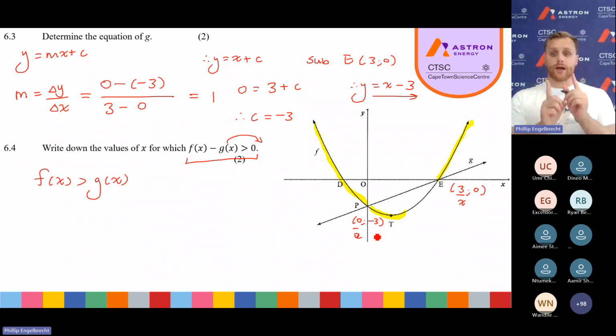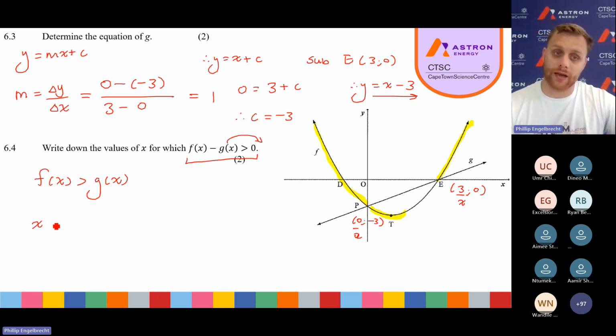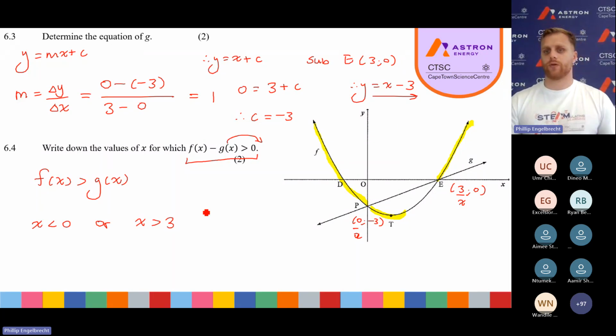Now, for which values of x will my function f be on top of g? Well, it's either when x is less than 0 or when x is greater than 3. But now here's the thing. Do I say equal to? No, because what was the question saying? It was just saying greater than. If it said greater than or equal to, then I add my equal signs.